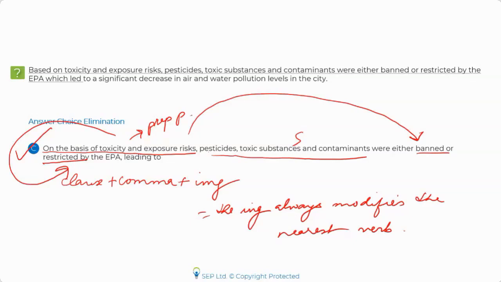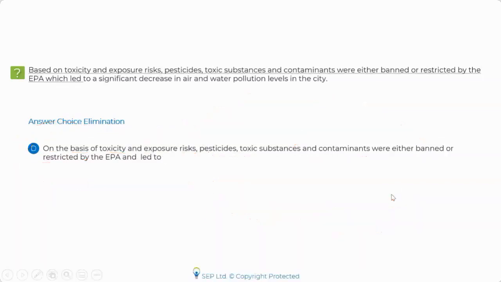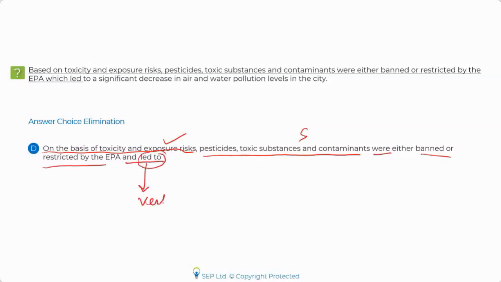So guys, are we all clear? Wonderful. Let's quickly eliminate D. Although D uses this correctly, this is correct, sorry. All right. This is subjects were banned or restricted by the EPA and led to. Now led here is a verb, okay? Ask yourself, what is the subject? What is the subject?